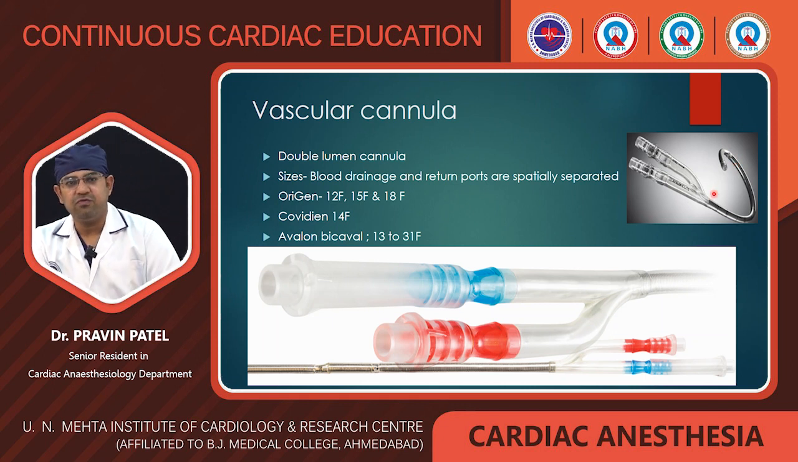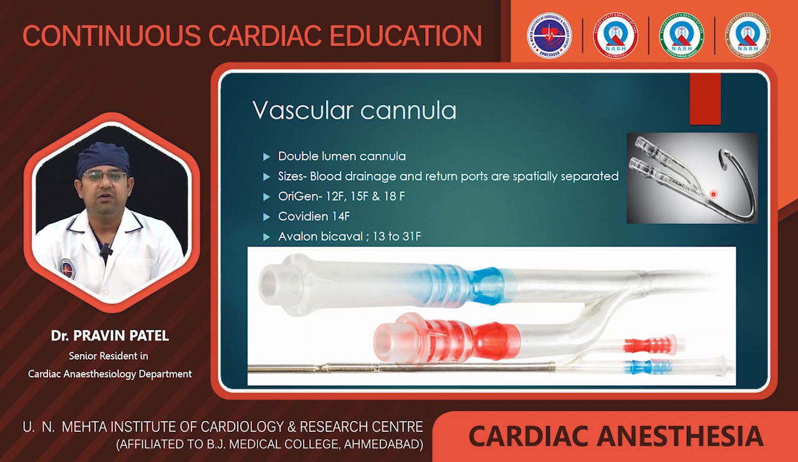There are three types of dual lumen cannula. One is the Origen, which is available in 12, 15 and 18 French. Another is a Covidien, which is 14 French. The problem with these cannulas is that they are not wire reinforced, so the problem of kinking is very high. Another advancement in the dual lumen cannula is the Avalon Bicaval cannula, which is wire reinforced, and hence the problem of kinking is removed.